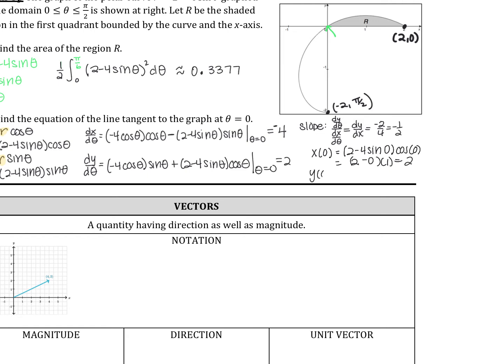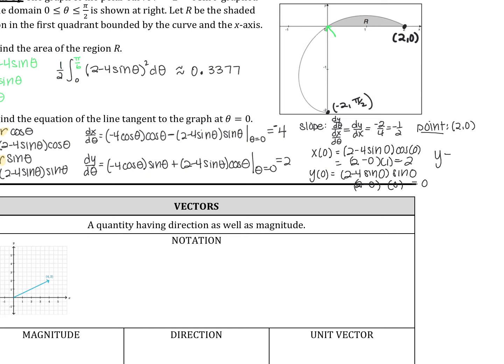And then I'm going to repeat the process with the y. So 2 minus 4 sine of 0, and I would get 2 minus 0 times 0, which is just 0. So the ordered pair that I have: my slope is negative 1/2, and my point we just found to be 2, 0.